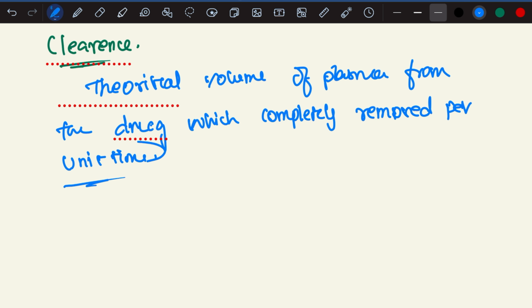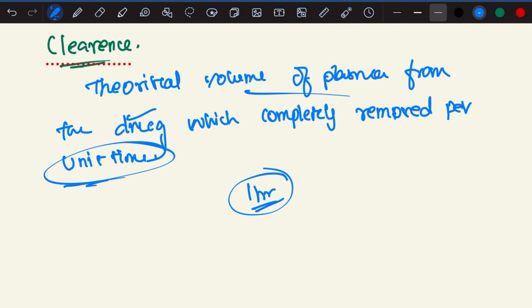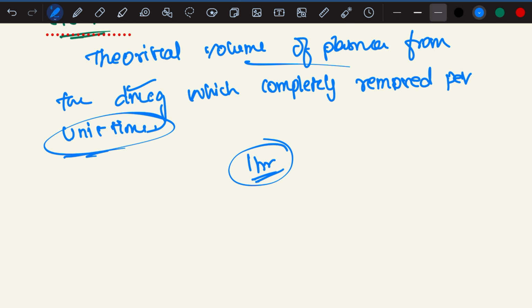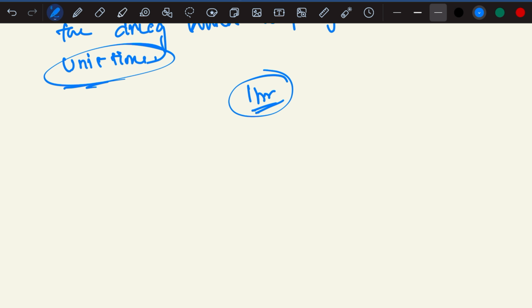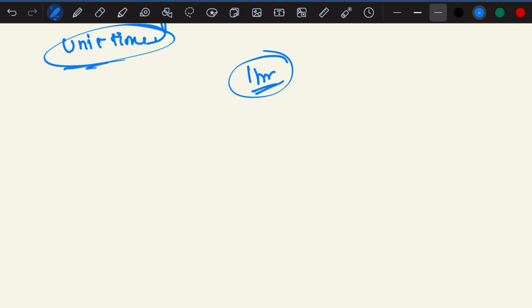Suppose I'm considering the unit time as 1 hour. I'm calculating how much volume of the plasma is cleared of the drug. That is known as clearance. I'm fixing the time as 1 hour, so I check how much volume of the plasma is actually cleared of the drug in that hour. First learn this, and here is a formula to calculate the clearance.